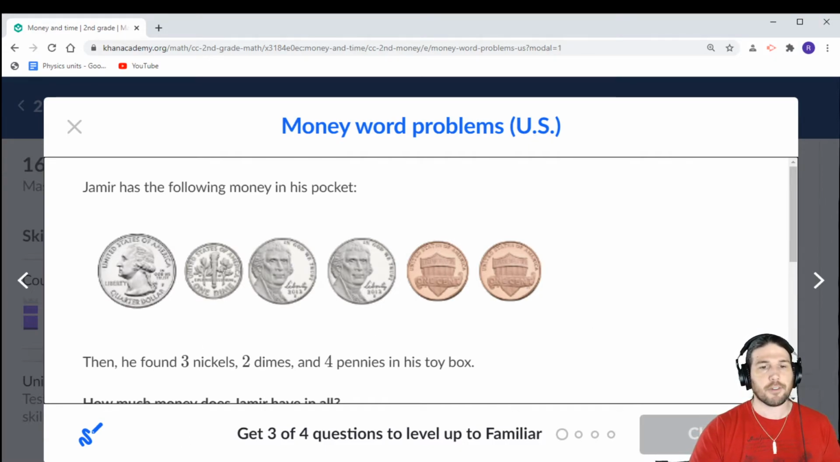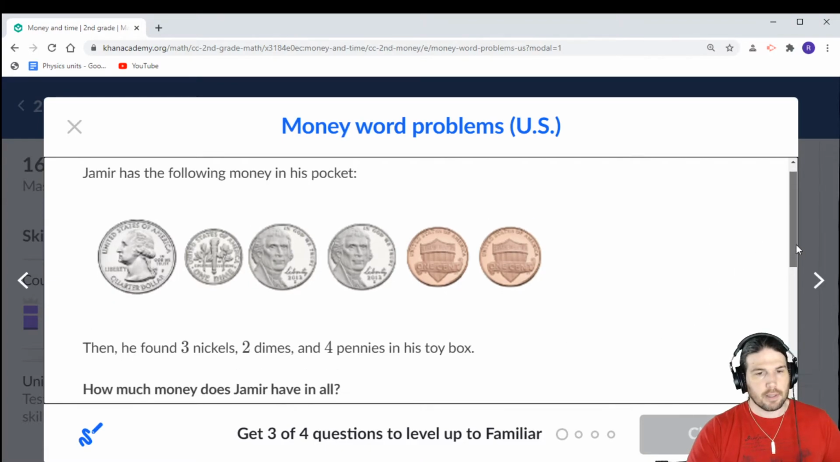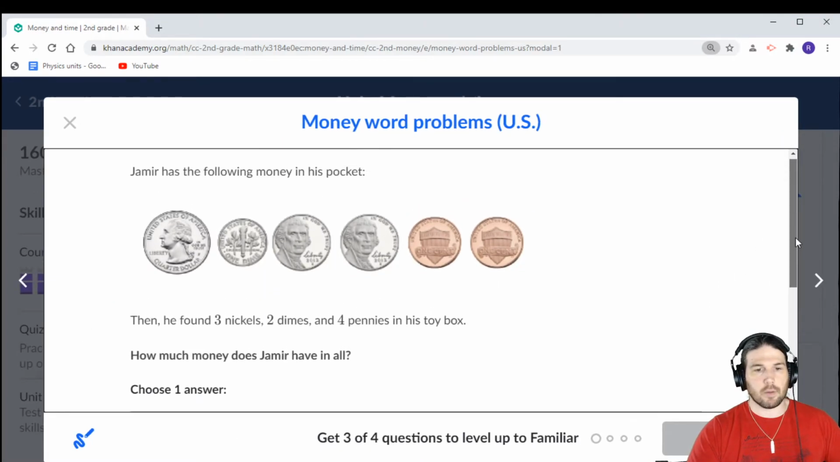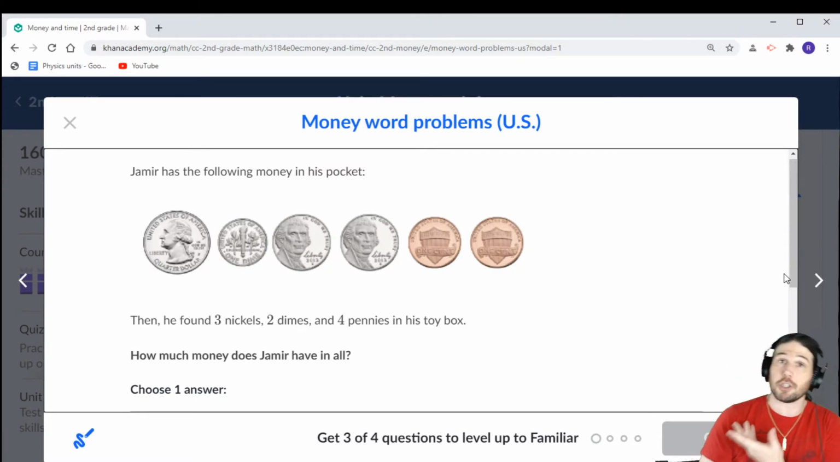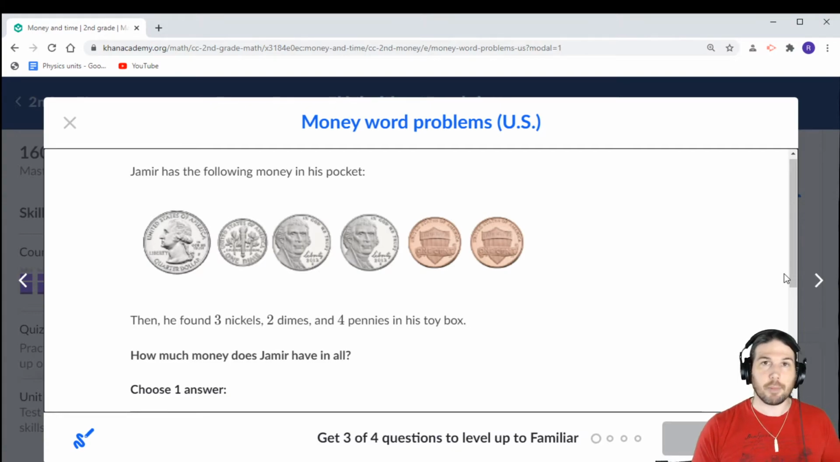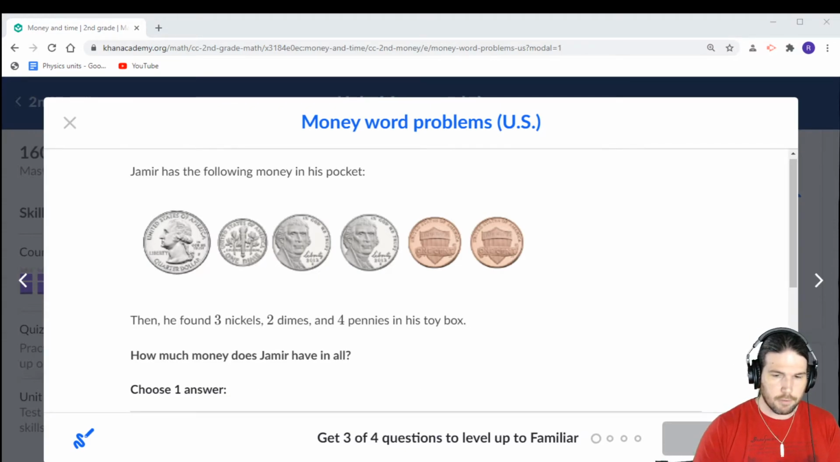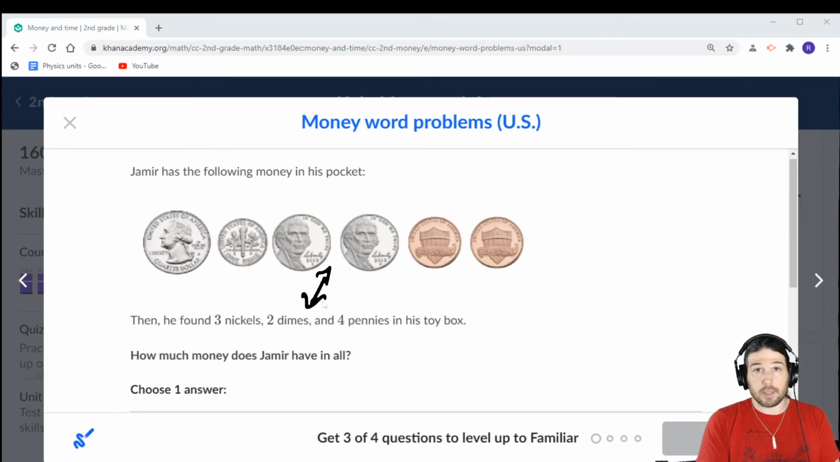Anyway, Jameer has the following money in his pocket. And then he found a bunch more. Great. So now we're talking word problems. But they're not going to be super, super hard on us. They're going to give us some pictures to start with. It's going to be a picture problem at first. But I hope you can see how the jump from here to here is not actually that big, right? We're going from pictures to words, but it's not going to be hopefully that big of a leap.